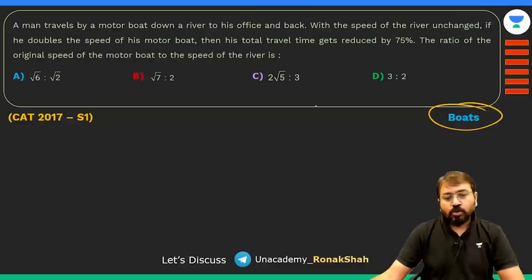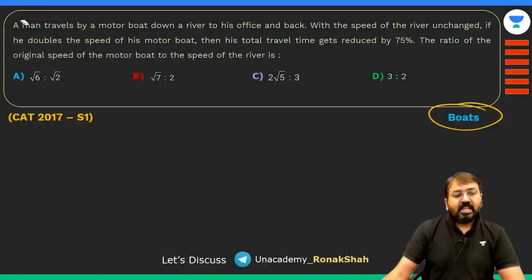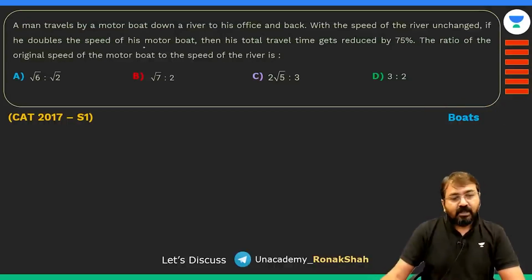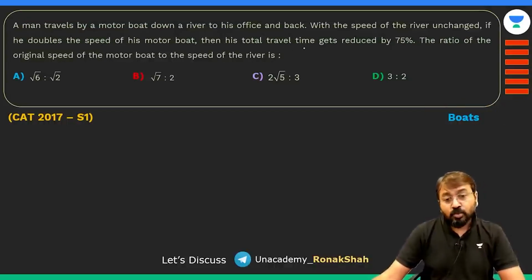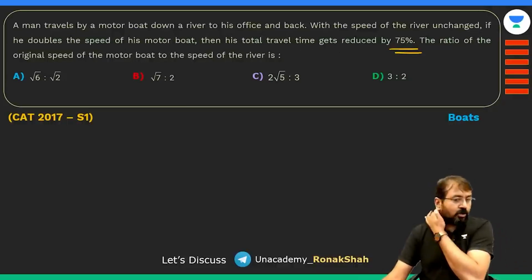This is based on boats. A man travels by a motorboat down a river to his office and back with the speed of the river unchanged. If he doubles the speed of his motorboat, then his total travel time gets reduced by 75%. Find the ratio of original speed of the motorboat to speed of the river.